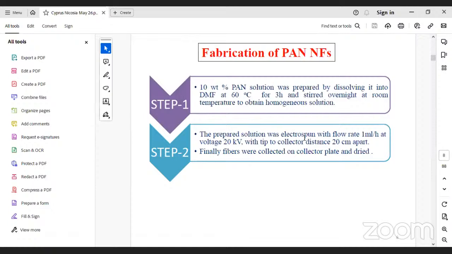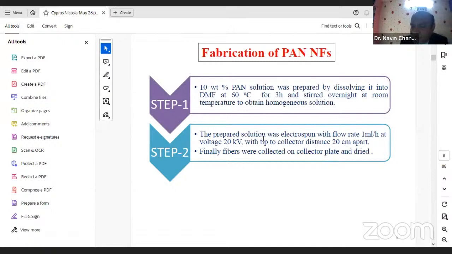The prepared solution was electrospun with a flow rate. This is the flow rate, means whatever syringe is there, once we fill the syringe with the PAN solution, polyacrylonitrile solution of 10 weight %, and once we push the solution from the needle, whatever the flow rate is, that should be 1 ml per hour.